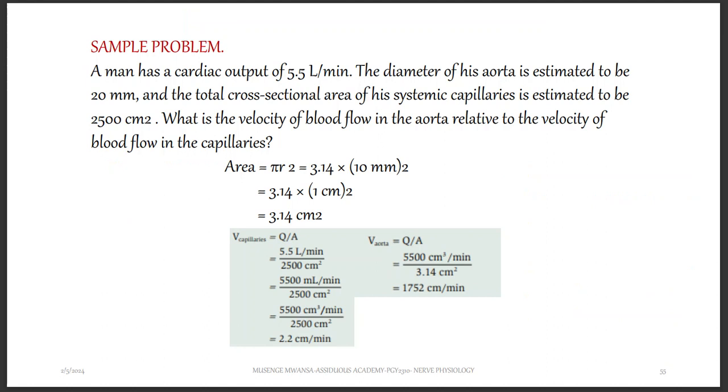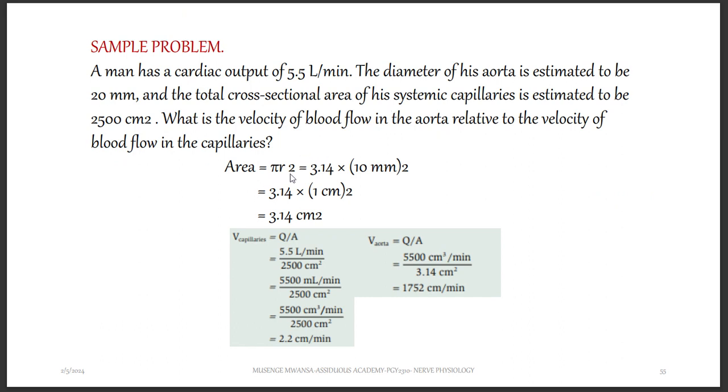You can look at a simple problem here. A man with a cardiac output of 5.5 liters per minute. The diameter of his aorta is estimated to be 20 millimeters, and the total cross-sectional area of his systemic capillaries is estimated to be 2,500 cubic centimeters. What is the velocity of the blood flow in the aorta related to the velocity of the blood flow in the capillaries? The first thing is we need to find the area of the aorta.